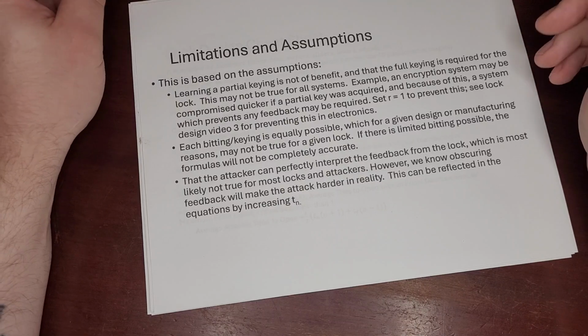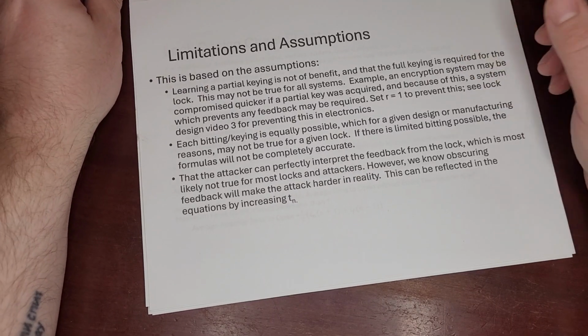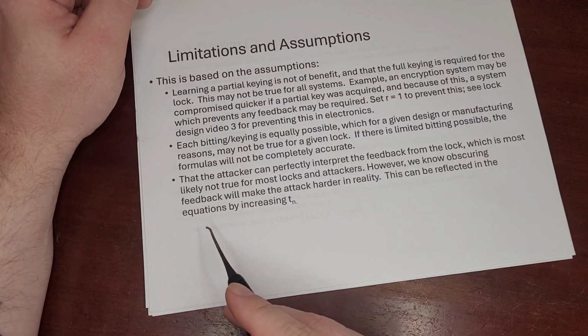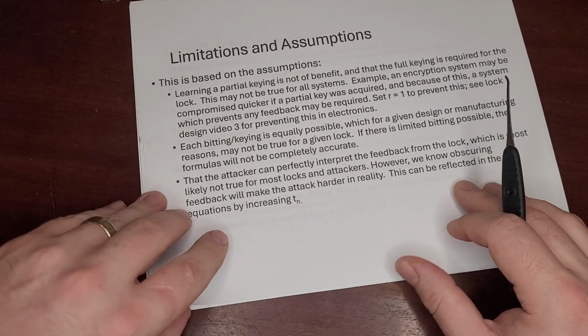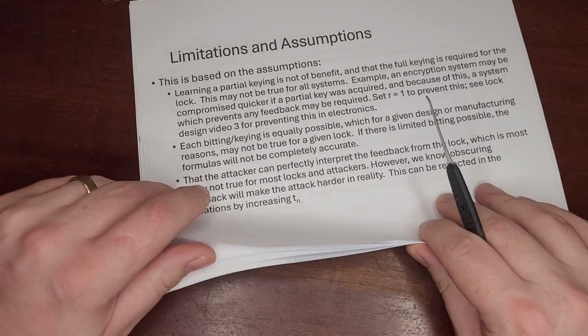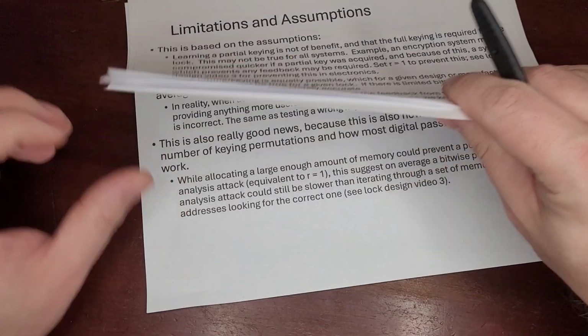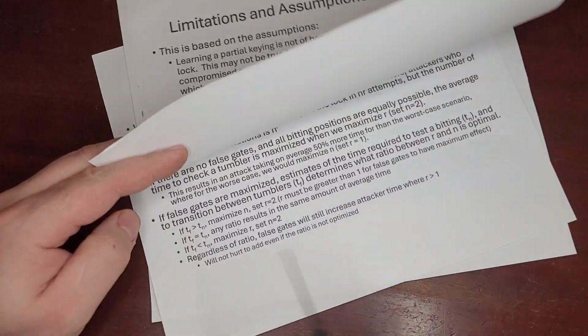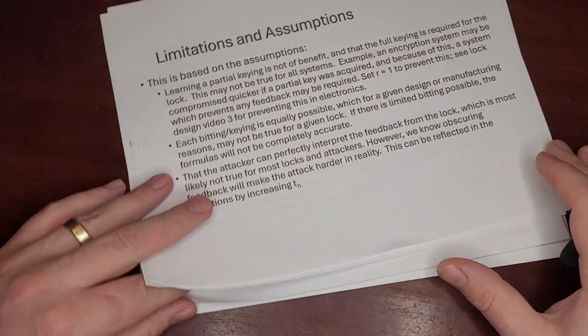We know obscuring feedback will make an attack harder in reality, and this can be reflected in the equations by increasing T sub n, or the time to check each individual position. So, yeah, if we look at T sub n there, you would increase that, I guess, to reflect that.